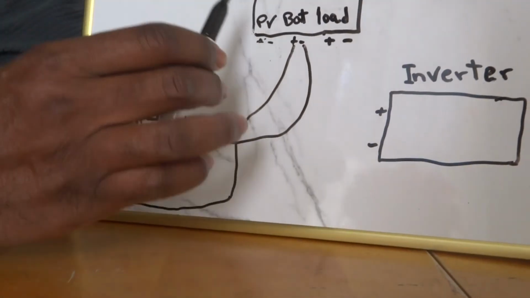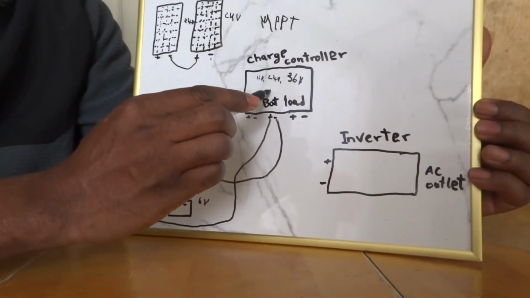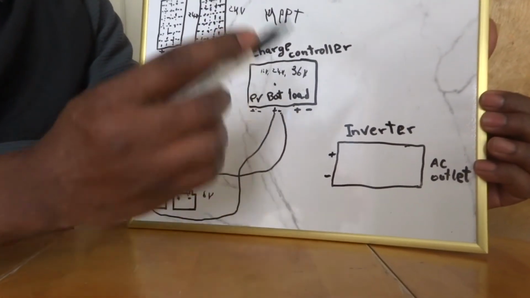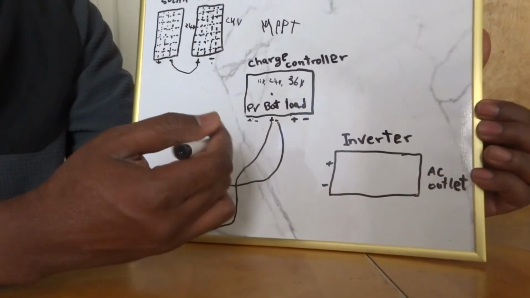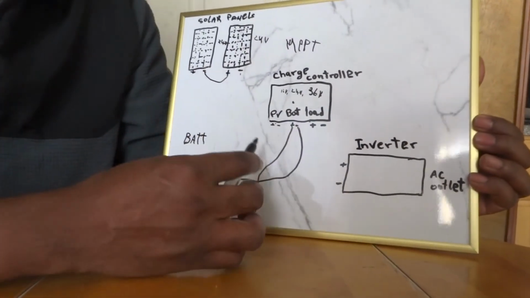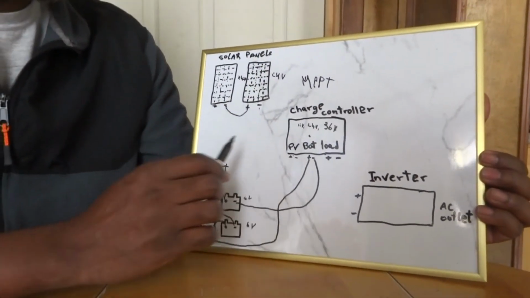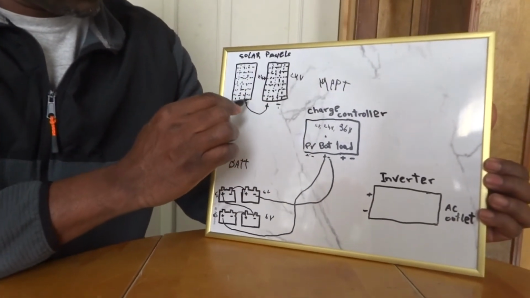First things first, you connect the batteries to the charge controller, and then a light will come on, or the screen will turn on and tell you whatever the voltage is, like maybe 24.6 or 24.8. So first things first. And then now you can connect the solar panel.